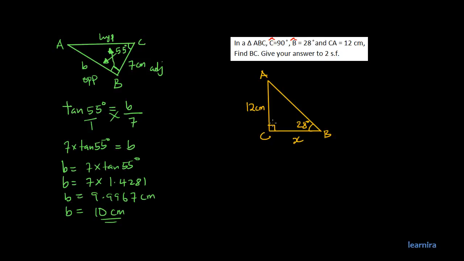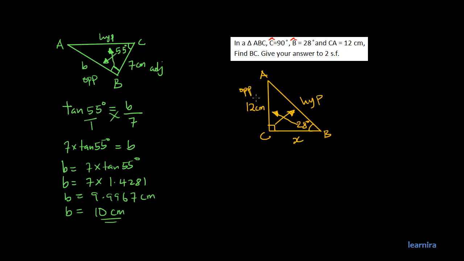Now, this side here is the hypotenuse, the side facing the angle 90 degrees. Let me just write HYP as the hypotenuse. This is the opposite side. The side that is opposite the angle we are considering is the opposite side. So AC is the opposite side.